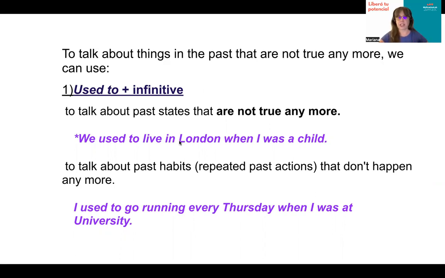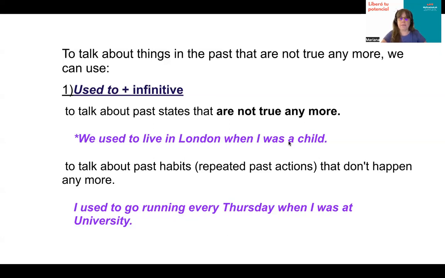If by any chance I want to refer to my present, I use present simple as an equivalent of this past state or past habit. Now, used to can also be used for past actions, repeated past actions or past habits. But then again, they do not happen in the present, okay? These are completely finished actions in the past. Used to live, used to go. And this is an equivalent to solía in Spanish.